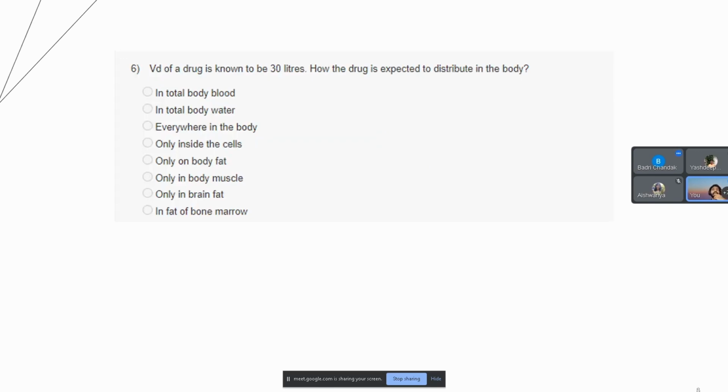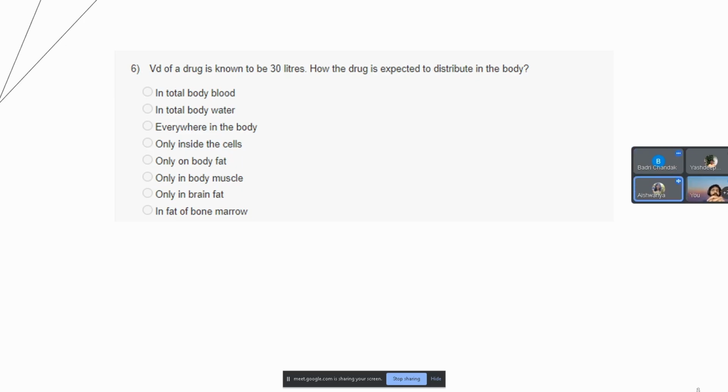Okay. Let's look at the next question. The VD of a drug is known to be 30 liters. VD, for those of us who do not know, is the apparent volume of distribution. So given the VD of a drug is 30 liters, how do you expect the drug to distribute in the body? Does anyone want to answer the question?